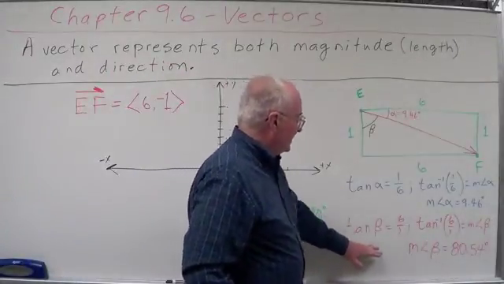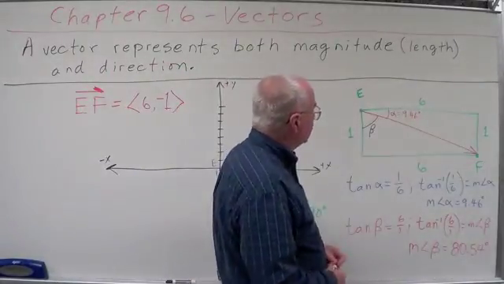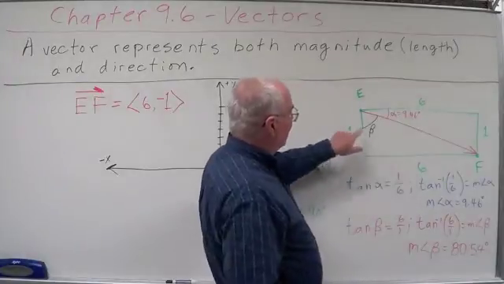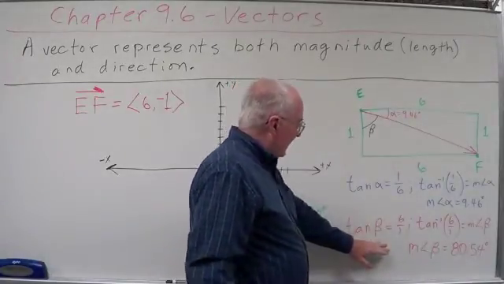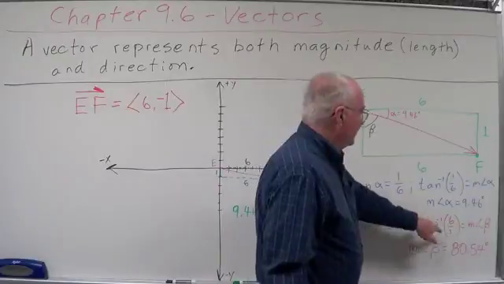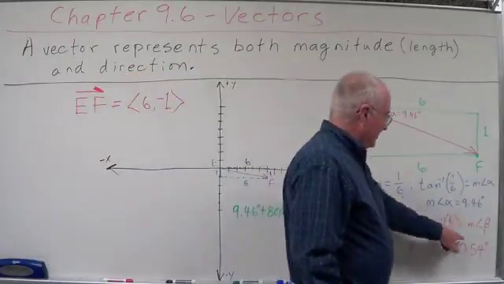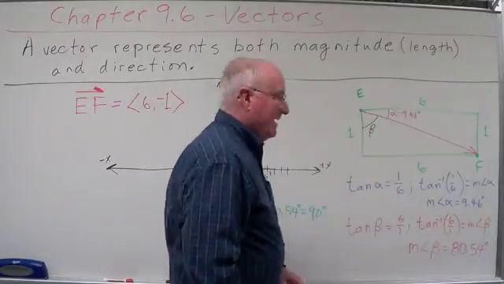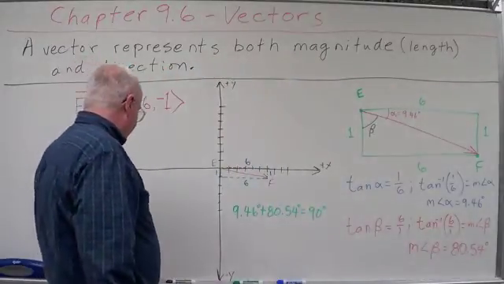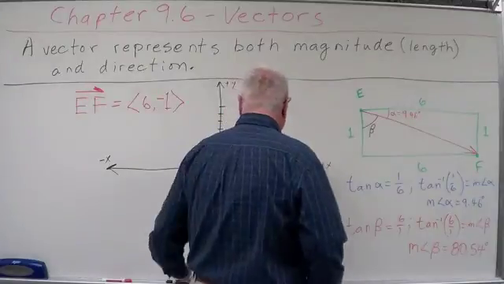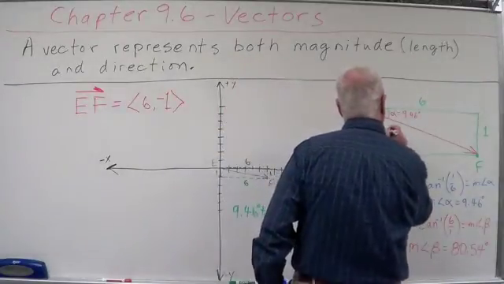Now let's find out what the angle beta is. You can do the same thing. The tangent of beta is, what's the opposite? It is 6. What's the adjacent? 1. So the tangent of beta is 6 over 1. Therefore, the inverse tangent of 6 over 1 is going to yield us an angle of 80.54. Okay? So that's 80.54.